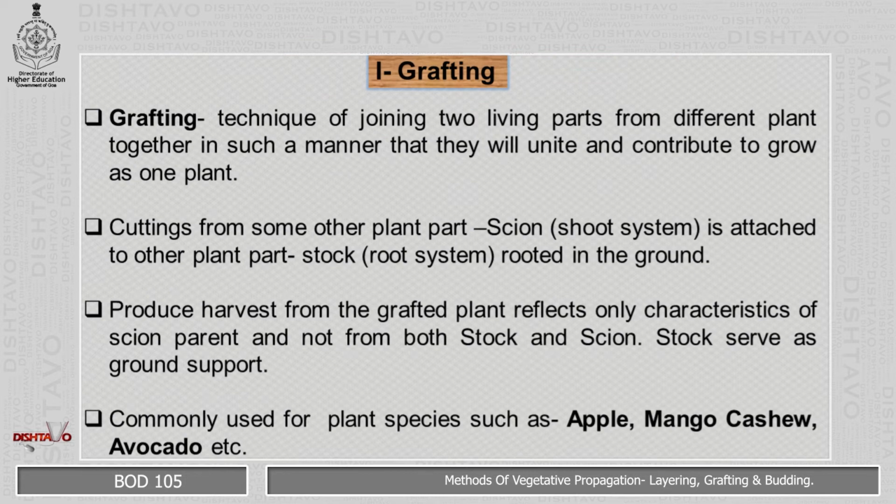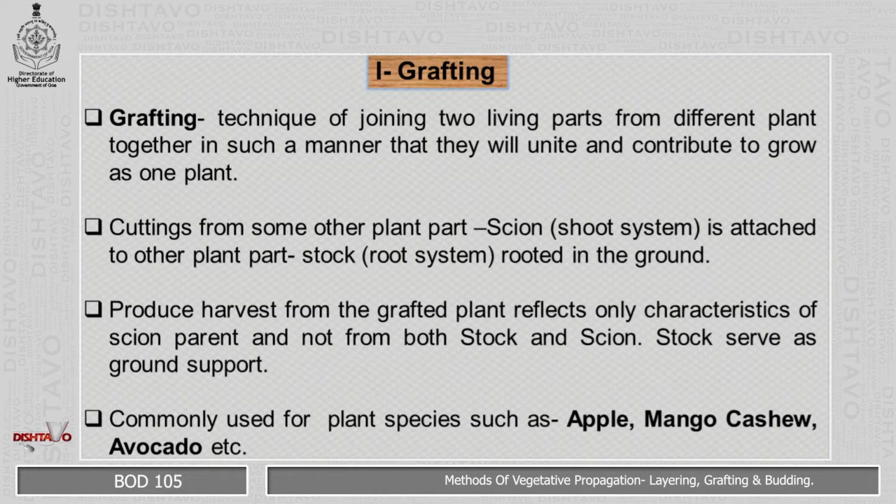Now this is a technique of joining two living parts from different plants together in such a manner that they will unite and grow as one plant. Here, a cutting from some other plant, that is a scion or a shoot, is attached to the plant part or the root system, which we call the stock, which remains rooted in the ground. After a certain period, like 4 to 6 weeks, it gets united and forms a new individual plant.